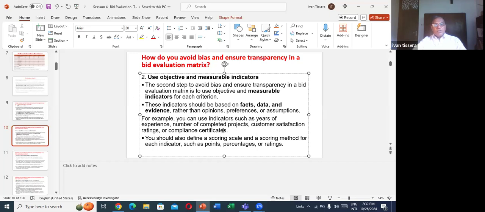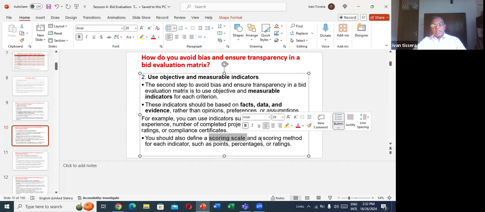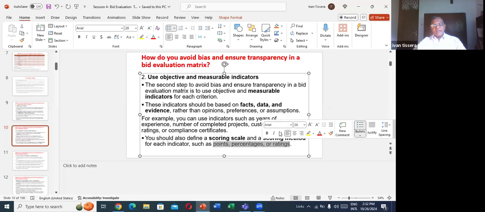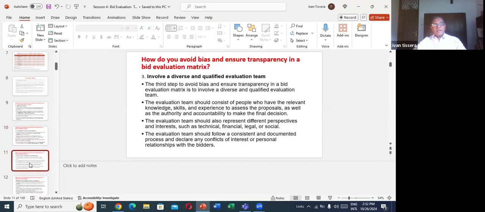Understand? You should also define a scoring scale and scoring method for each indicator, such as points, percentage, or rating. Whatever the way, points, percentage, or rating, here we have used points, not percentages.